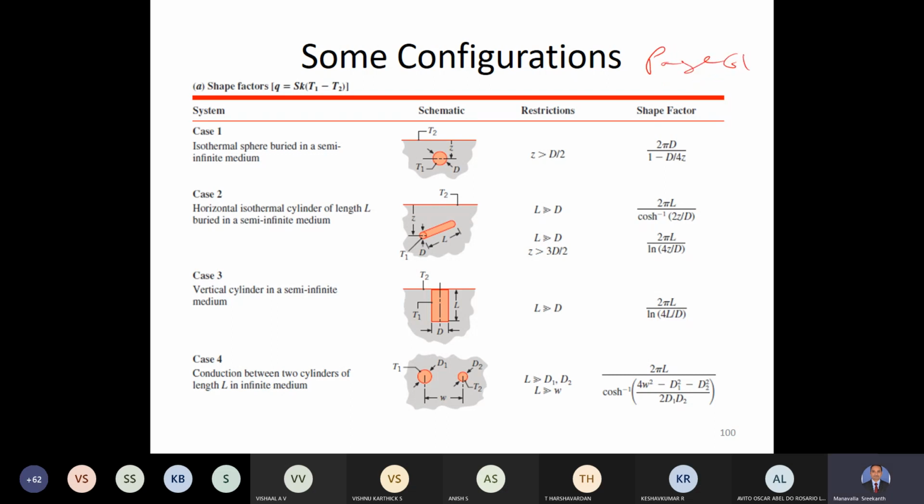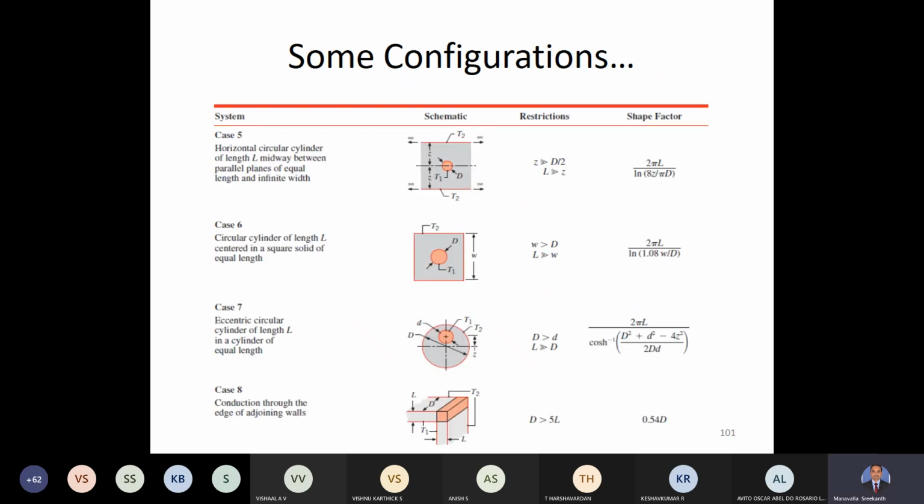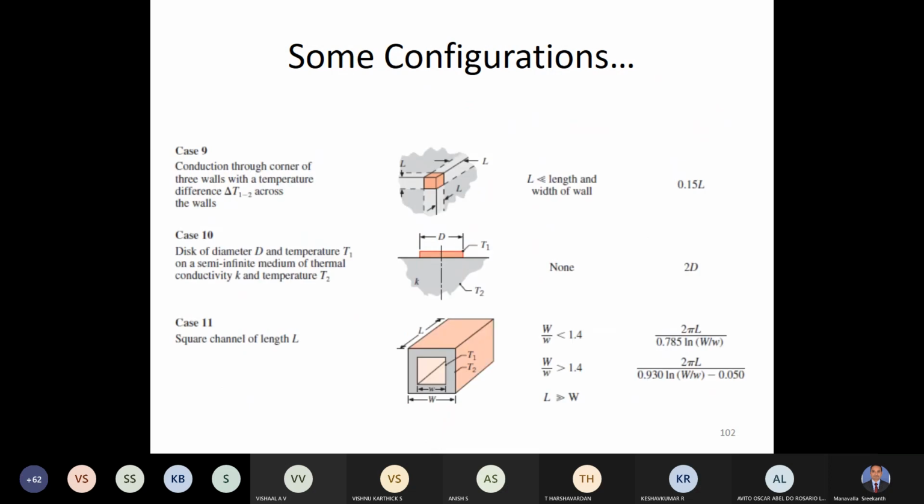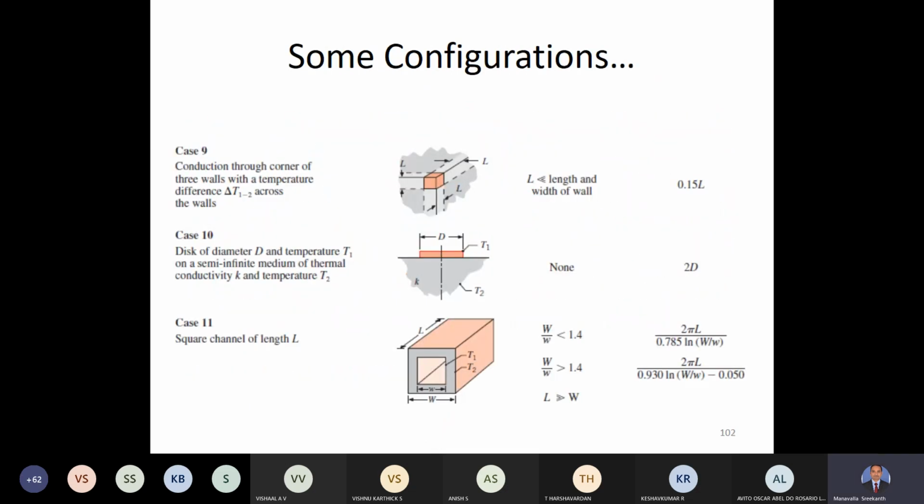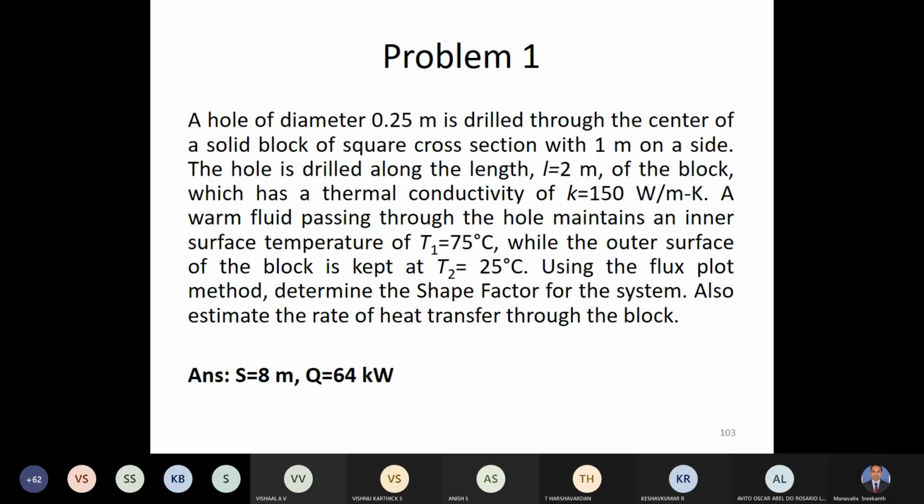Okay, so you can refer to the data book, page number 61 as well as 62. So these two pages. Now using this, we can actually solve some problems. We'll take up a simple problem and see how to solve this using these concepts.